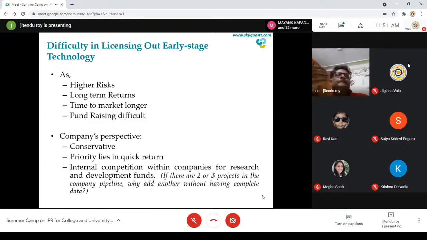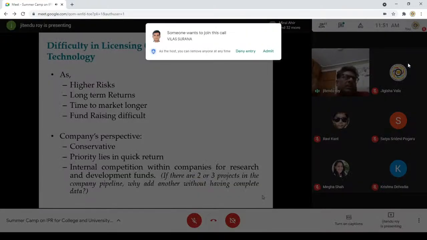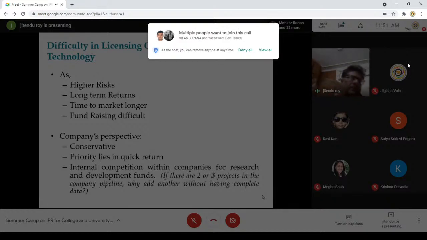Now, as I mentioned, I have already mentioned higher risk, long-term returns and longer time to market. Fundraising is always difficult in the development process. That's why you need big pharmas to come in. Then the companies' perspective, they are always conservative. They feel that every molecule is going to fail, because that has been their life. Priorities lie in quick return.